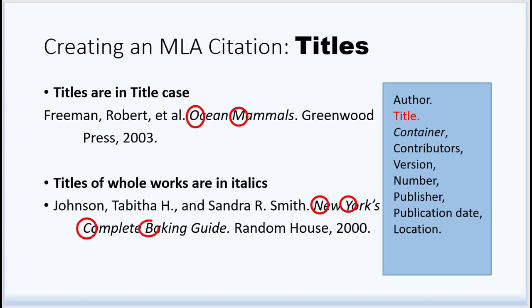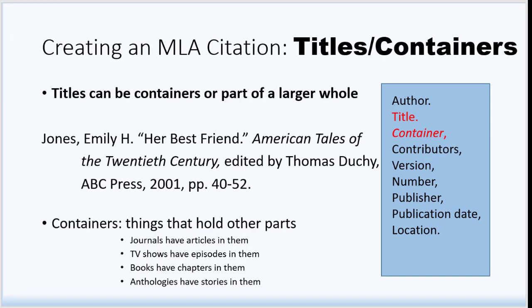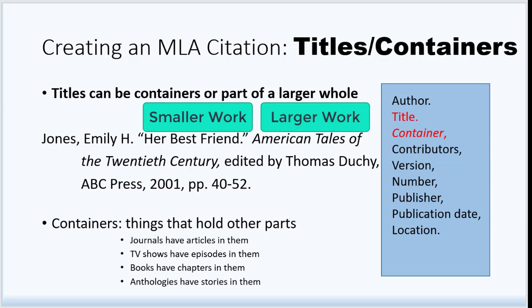According to the MLA Handbook, 8th, page 26, titles of items that are whole unto themselves, like whole books, are italicized. Examples 1 and 2 on the slide. Note in this example how the short story "Her Best Friend" is in the larger work American Tales of the 20th Century. The smaller title is in quotes and is followed by a period. The larger work is in italics and is followed by a comma.